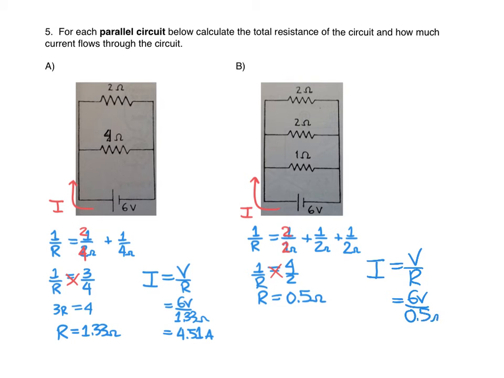I told you this would be more current because I've lit up 3 bulbs. 12 amps, which is a very large amount of current through my circuit. All right, cool. There goes parallel.